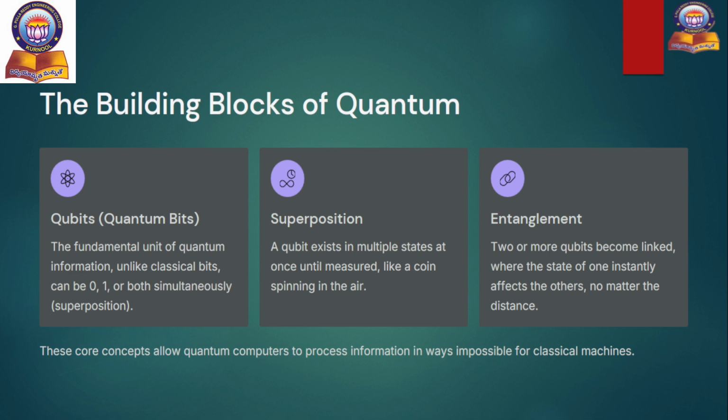So these are the main core concepts which allow quantum computers to process information in impossible ways where classical machines cannot perform. So quantum mechanics mainly focuses on quantum bits, the concept of superposition, and also entanglement.